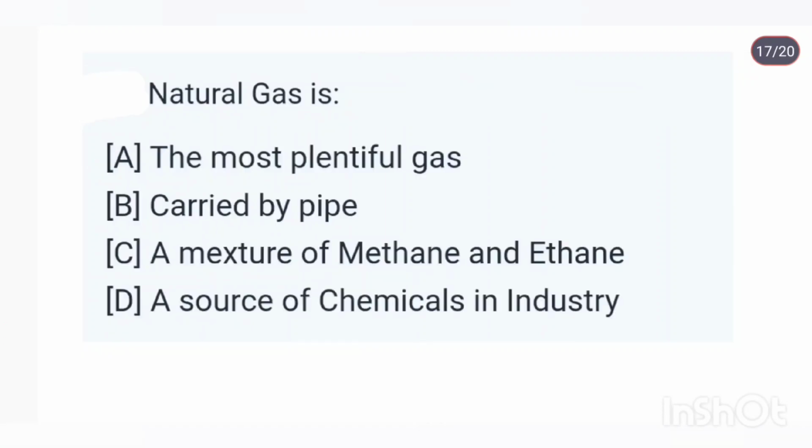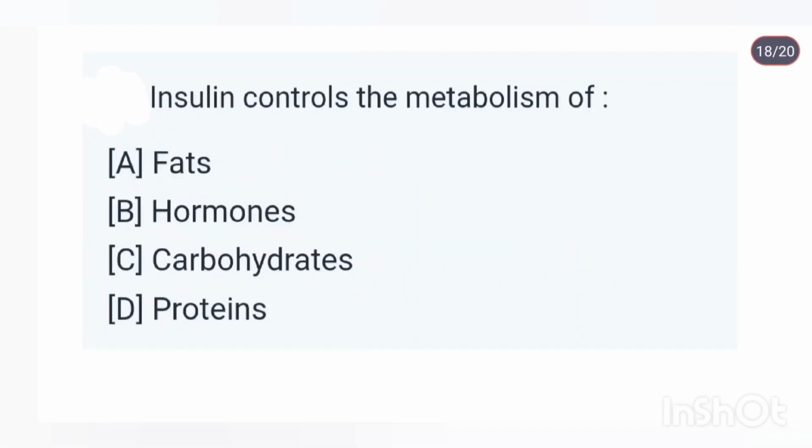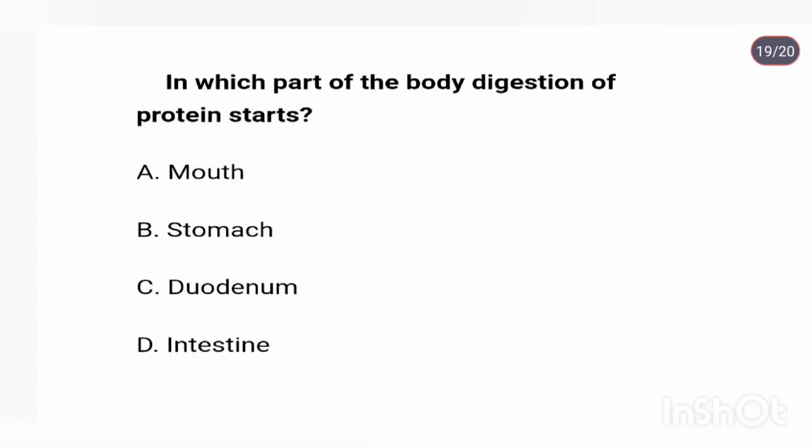Natural gas is a mixture of methane and ethane. Insulin controls the metabolism of carbohydrates. In which part of the body digestion of protein starts? Stomach.